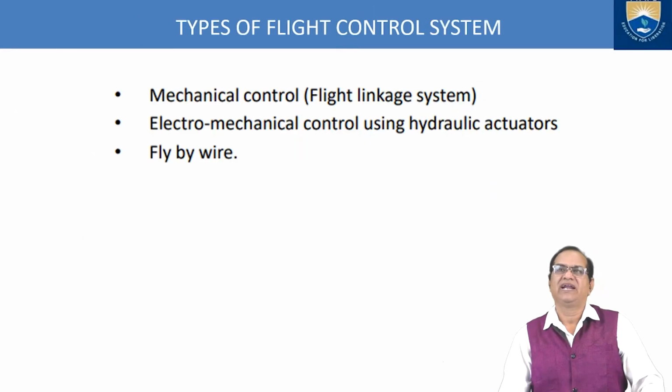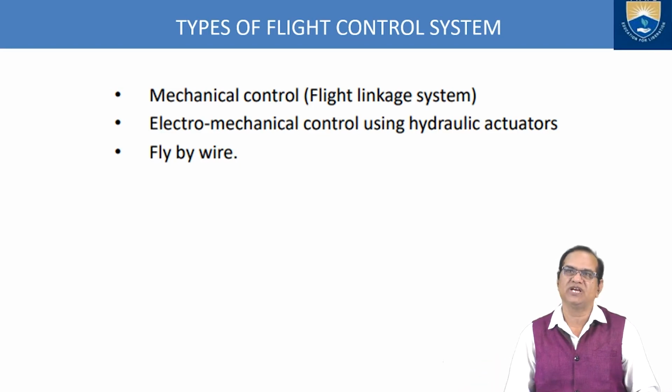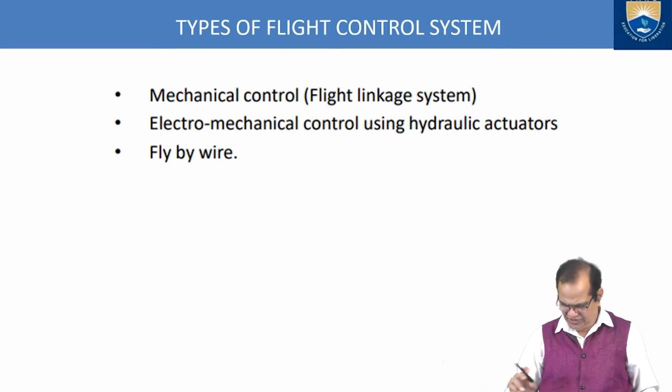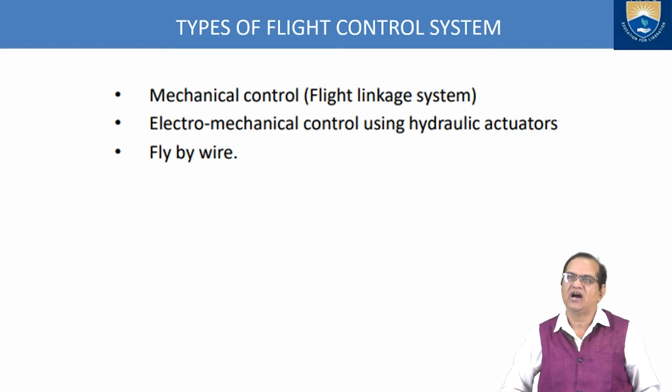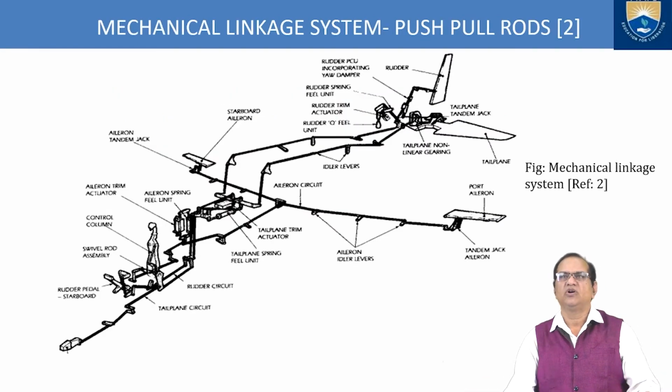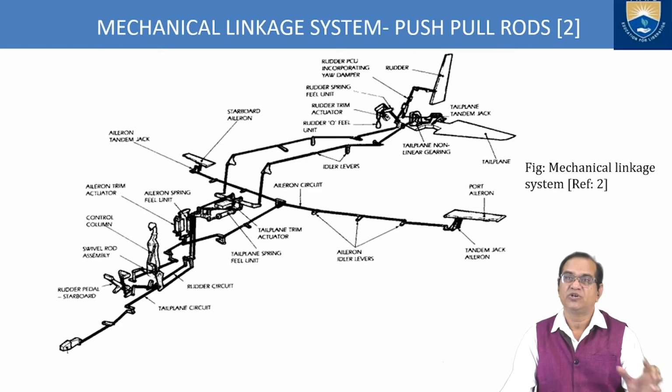Now, types of flight control system. Just now I have shown you mechanical control, that is flight linkage system, electromechanical control using hydraulic actuators, then we have the fly-by-wire systems. So these are the three main types of control systems which normally we use in all aircraft. First I will discuss two types of mechanical control system. One is the push-pull rods, another is the wire and pulleys.